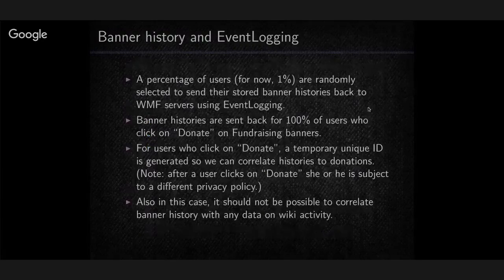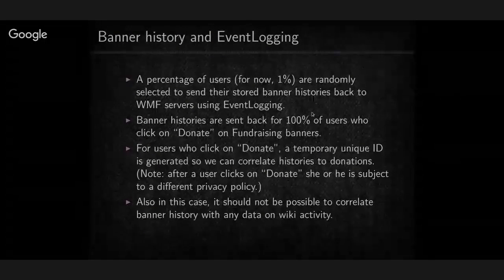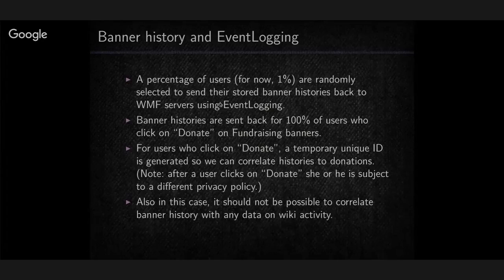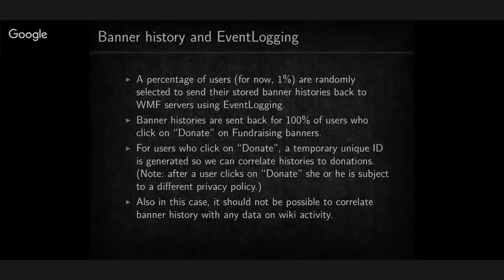The details of how the data is sent back: a percentage of users, currently it's at 1% for the campaigns where this is enabled. This percentage is selected randomly, and for those selected users, the full history, or as much of the history as we can cram into an event logging call, is sent back to our servers. Also, if a user clicks on donate on a fundraising banner, their banner history is always sent back.